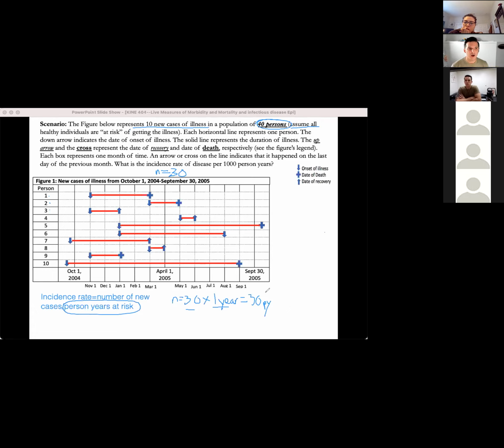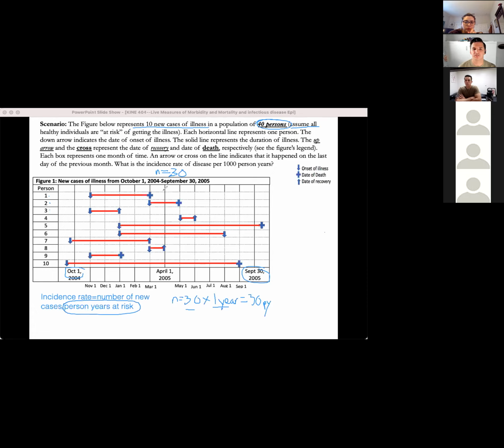Cool. So now I need to calculate person time or person years at risk for the 10 people who are represented in this figure from October 1st to September 30th. So I'm going to count up the amount of time that each person is at risk for the disease, or essentially when they don't have the disease or when they haven't passed away, to first get the number of person months and then convert that to person years. So I'm going to put months here. Wow, that is terrible. I apologize.